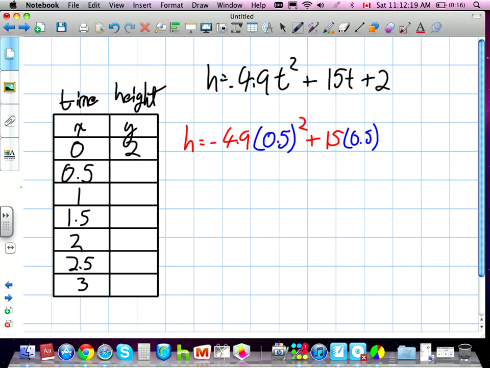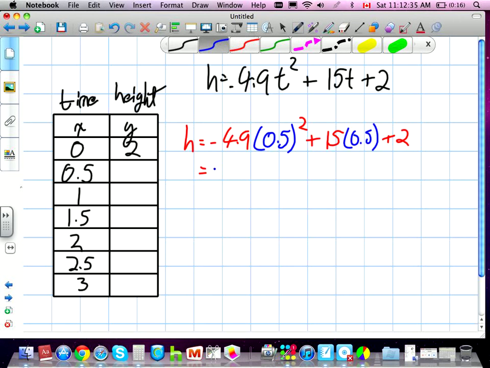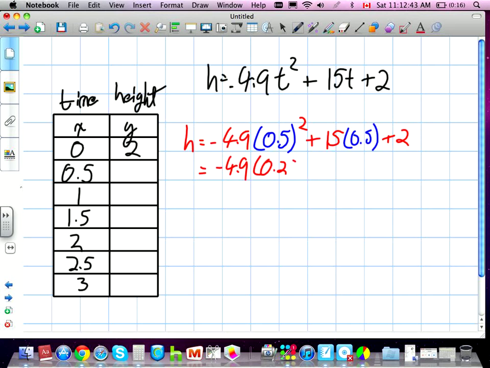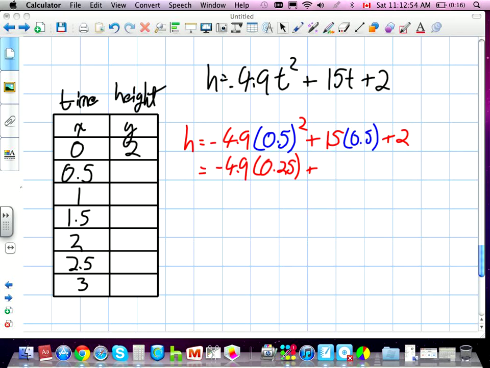So let's figure this out. You might have it. According to BEDMAS, the first thing we do is always our exponents. So we're going to deal with 0.5 squared first. So 0.5 squared gives us 0.25. So now we have negative 4.9 times 0.25. We can also do the other one, 15 times 0.5. So we take our 0.5 multiplied by 15, 7.5. Plus 7.5 plus 2. Okay.